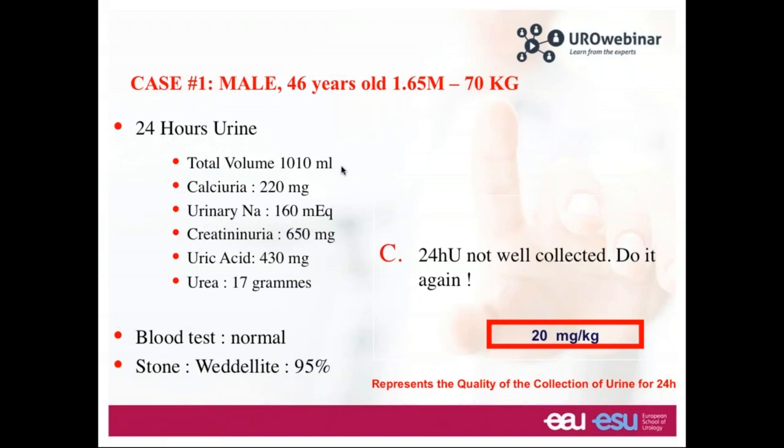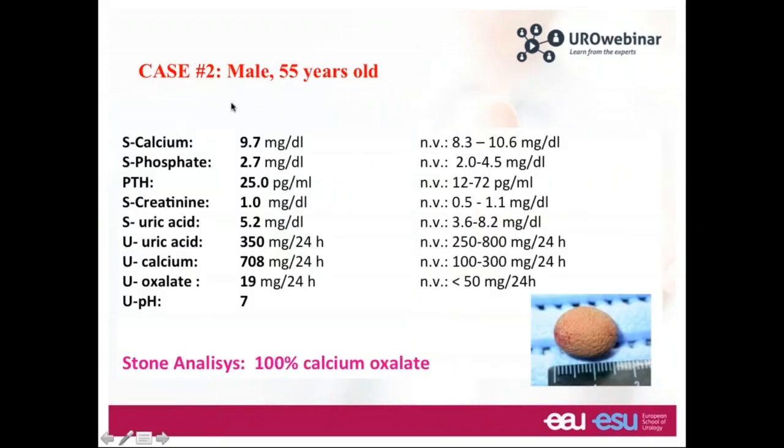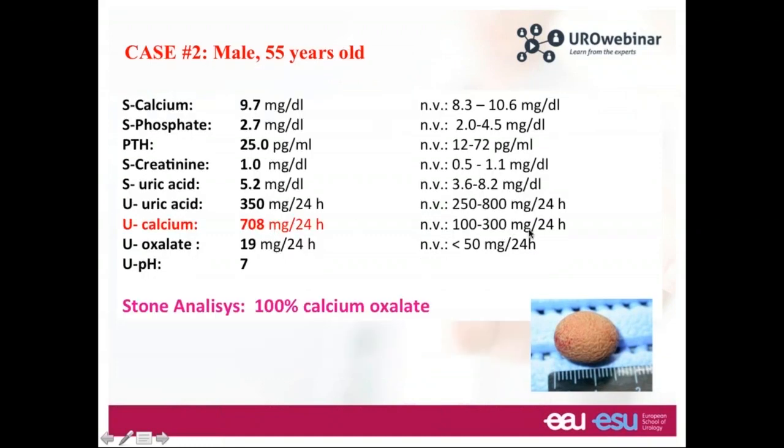A second example, as a test: you will be able to see the serum and the urinary results of the 24-hour urine collection. What is wrong, what is right? The red is wrong. So there is elevated calcium in the patient's urine, more than 300 milligrams per 24 hours. So what should I do? The stone analysis is 100% calcium oxalate.